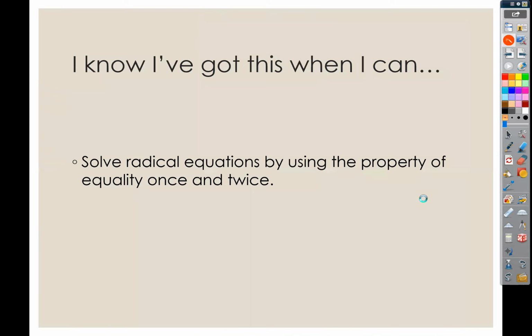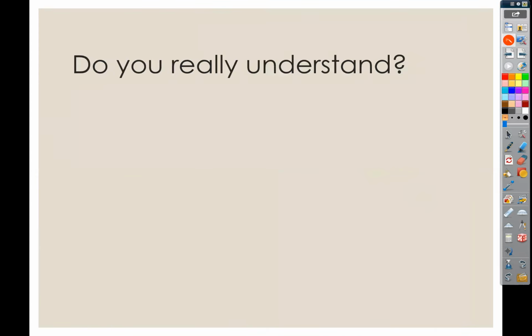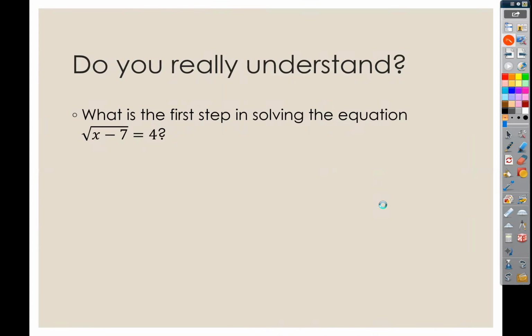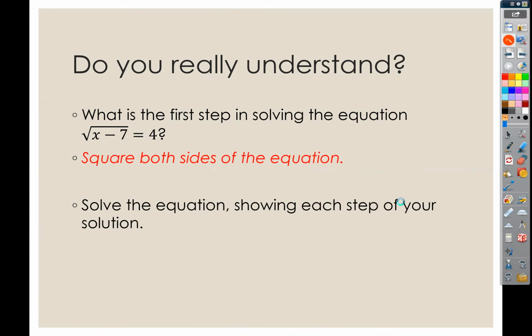I know I've got this when I can solve radical equations by using the property of equality once and twice. Do you really understand? So what is the first step in solving the equation, the square root of x minus 7 equals 4? You would have to square both sides. Solve the equation showing each step in your solution.